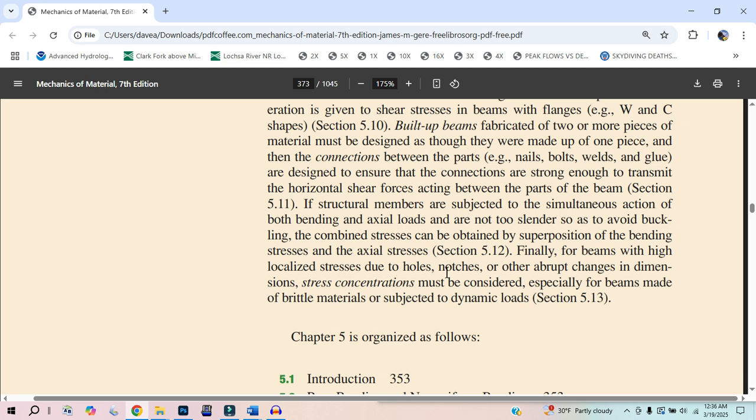So then, yeah, holes, notches, and other abrupt changes in dimensions, stress concentrations must be considered, especially for beams made up of brittle material or subject to dynamic loads.